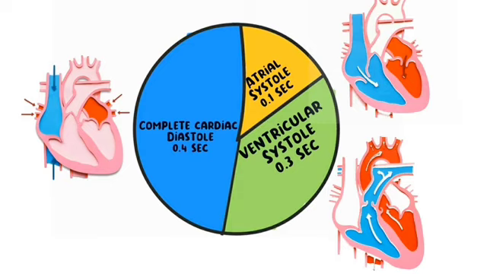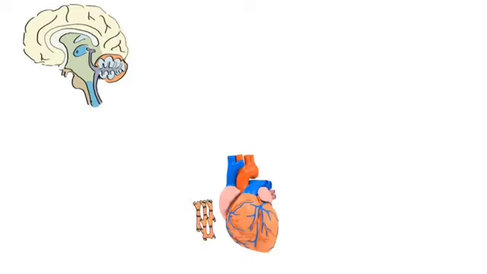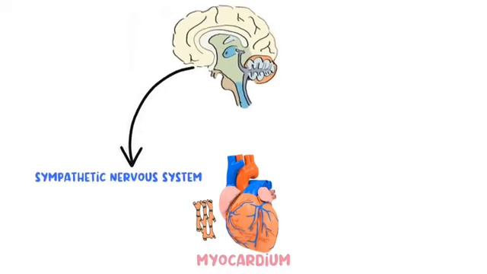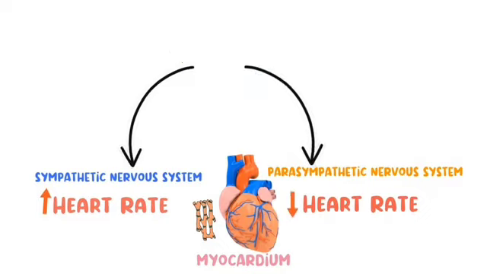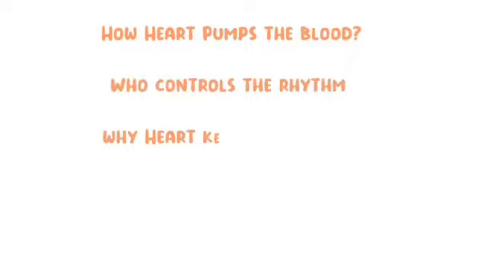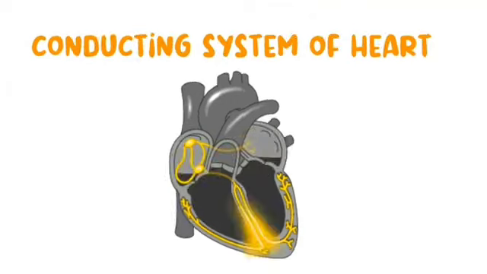Unlike skeletal muscles, the myocardium is not under voluntary control, just like our smooth muscles. The autonomic nervous system can only increase or decrease the myocardial activity. If the brain can only increase or decrease the heart rate, then who gives the signal to the myocardium, who controls the rhythm, and what controls our heart when we are asleep? The answer to that question is the conducting system of the heart. The heart can generate its own impulse. This property is known as autorhythmicity.